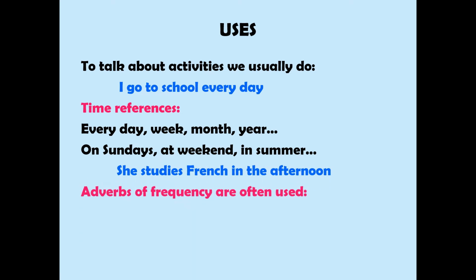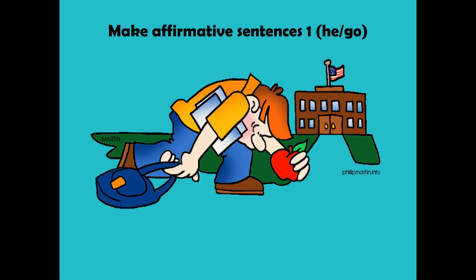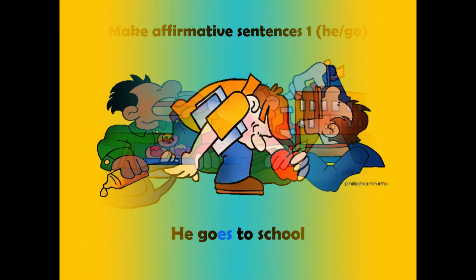We don't have to use adverbs of frequency because that is another class, but you can use always, usually, often, sometimes, never. Make affirmative sentences, so we are going to practice. We have he and go. The correct answer is he goes to school, as you can see. He is third person, so we have the verb go. In this case, you have to add the e and s.